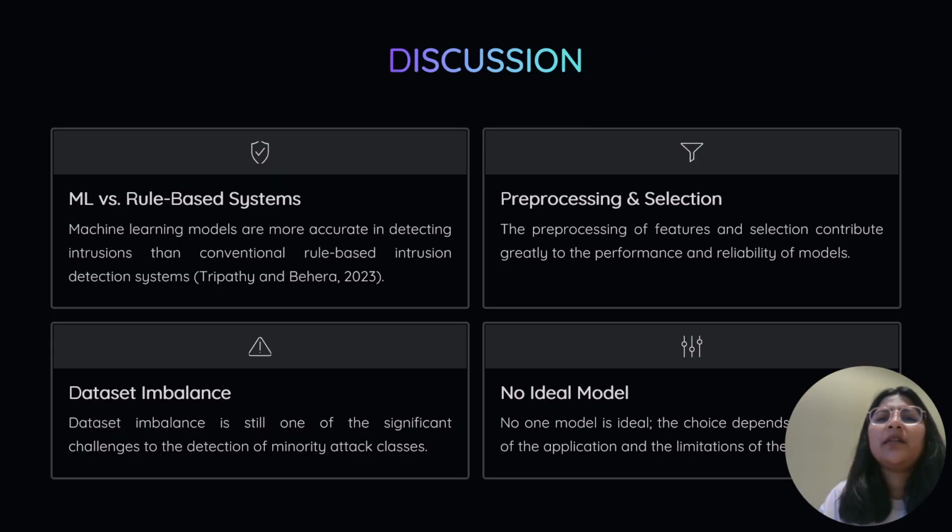As discussed, machine learning enhances cybersecurity infrastructures, and feature selection and pre-processing are very important. Nevertheless, a significant issue is still the dataset imbalance. Moreover, there is no model that is flawless. The model used will depend on the application.